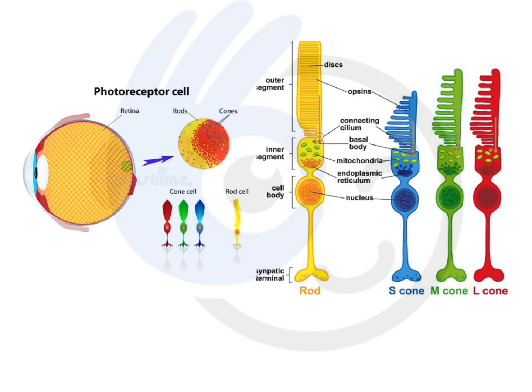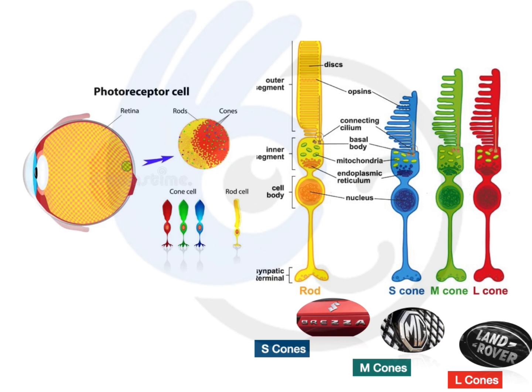To remember these cones, I have a small mnemonic. Remember famous car names. The first one is Land Rover, L cone for the red, then MG Hector, M cone for the green, then Suzuki Brezza, S cone for the blue. This is how you can remember these cones and the wavelength of light they absorb.